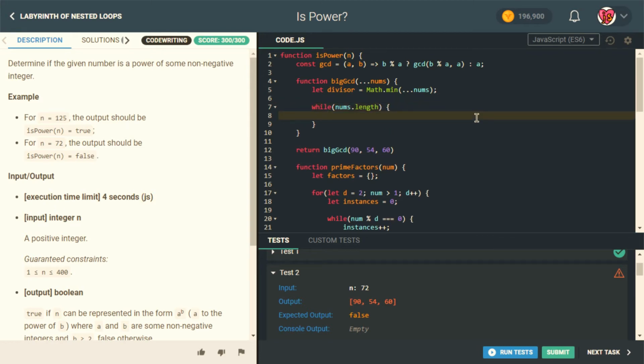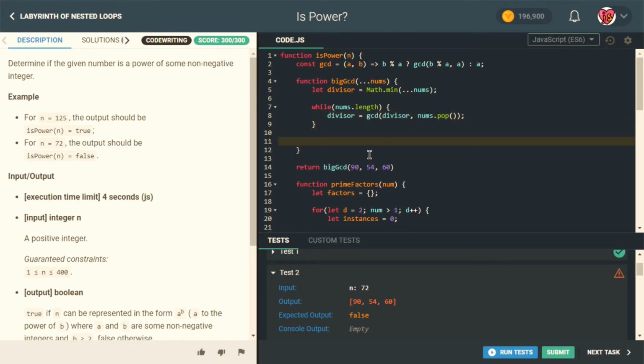Yeah, while nums.length. And we're basically just going to say that our divisor is going to be assigned the value of the GCD of itself and nums.pop, let's say. So we'll just take one of our nums and GCD it with whatever the divisor is already. Technically it's already one of the nums, but anything GCD'd with itself is just going to be the number itself, so we don't need to worry about that, and we'll just say return divisor. I suppose we could also start divisor as like 1, and I don't think it would make much of a difference or at all, but let's find out.